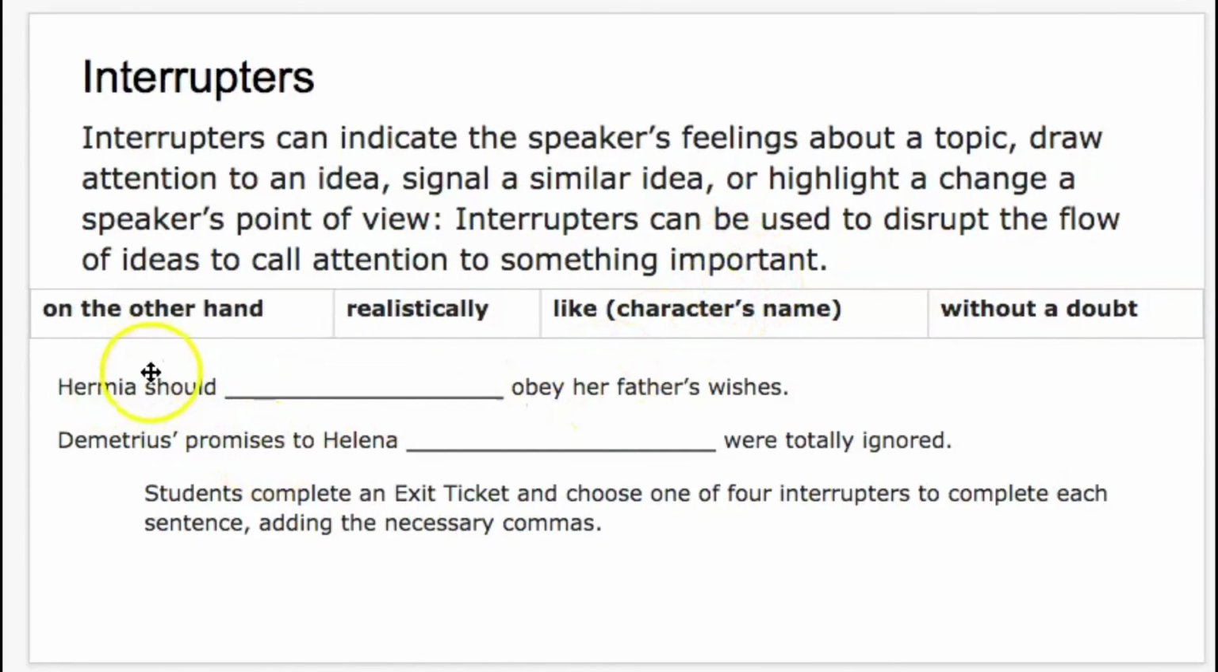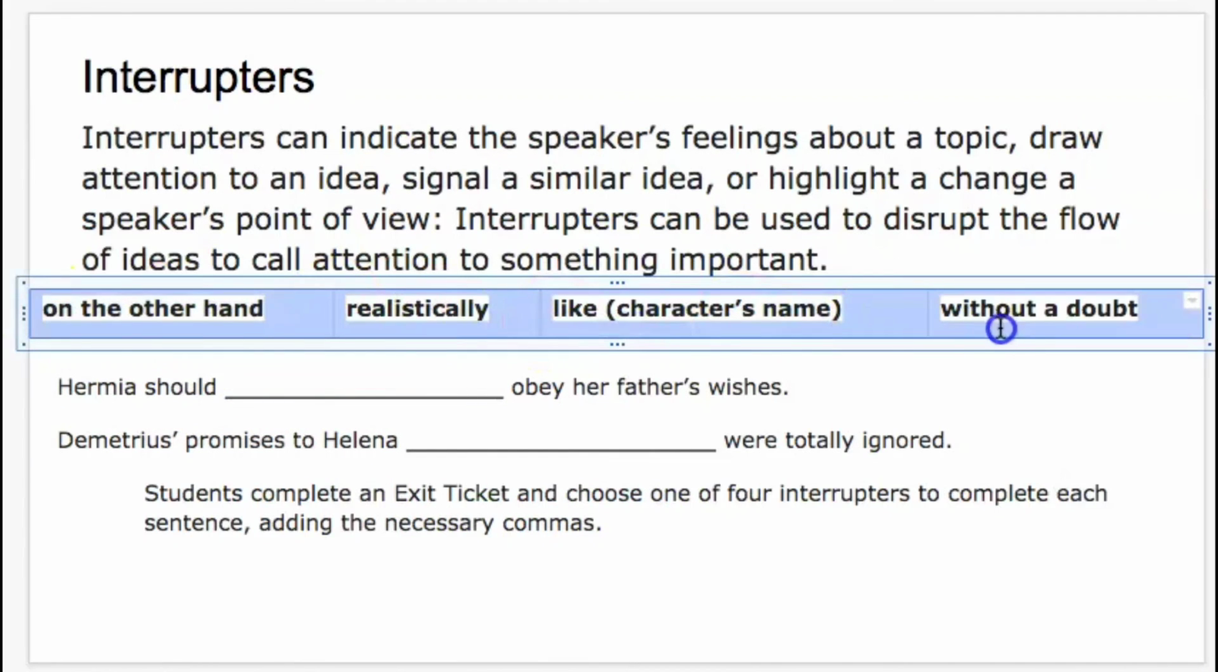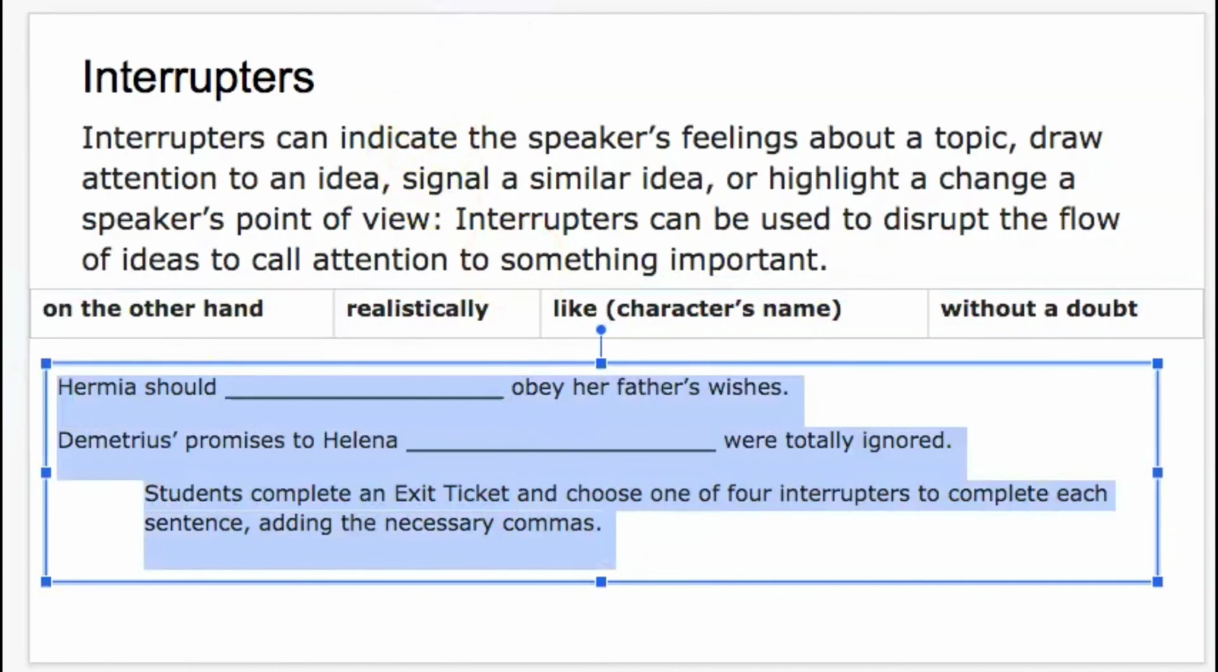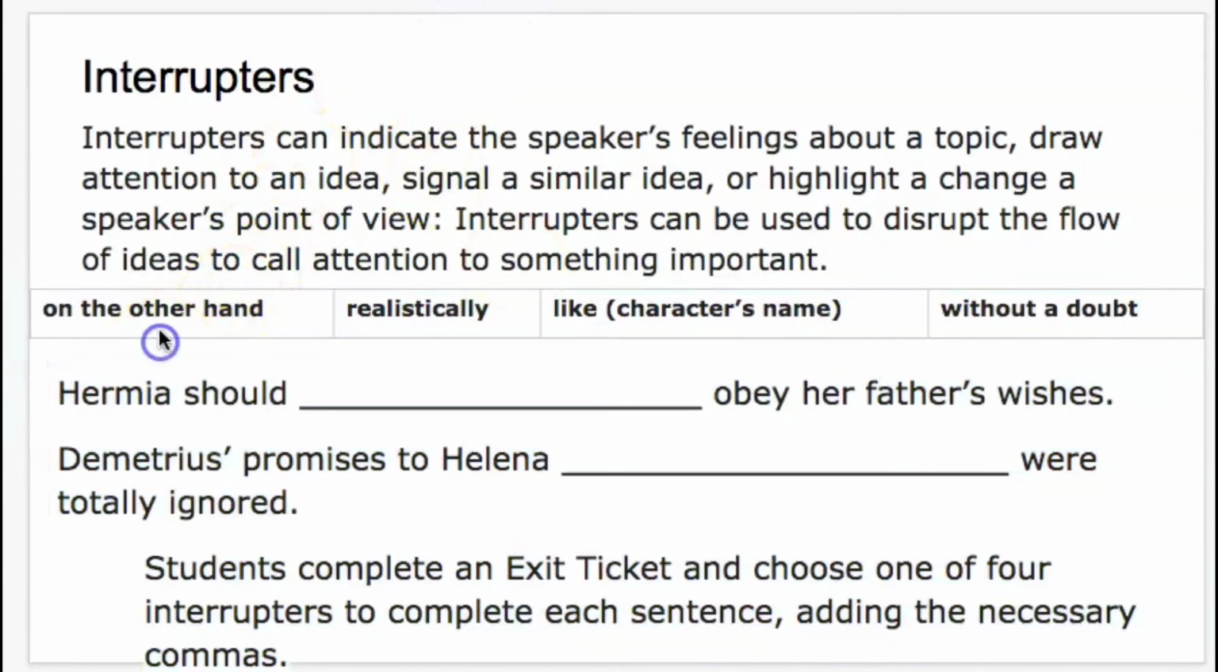So here you have two sentences. I want you to choose one of the four interrupters that you see here and complete the sentences, adding the necessary commas where they are needed. You'll share this inside of the discussion board inside of Schoology.